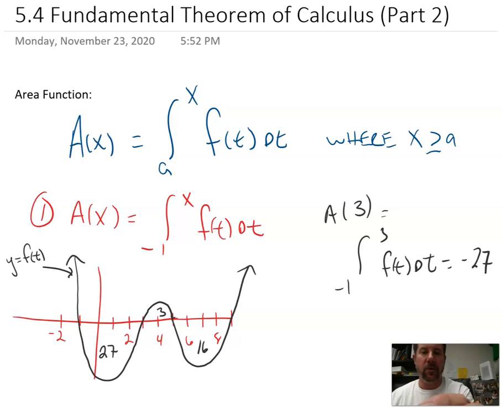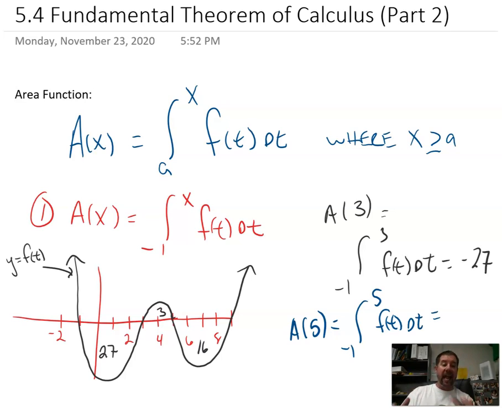Okay? Let's do another one just real fast here. If I found A of 5 instead. If I do A of 5, this is the integral now from -1 to 5. Again, when we do A of 5, we're just plugging in for x, right? So I'm just plugging in for this x value in the integral of f of t dt. So now this just represents the net area under the curve from -1 to 5. So from -1 to 3, we said we had -27. And then from 3 to 5, we have a +3. So the net area would be -24. So that's kind of how an area function works.